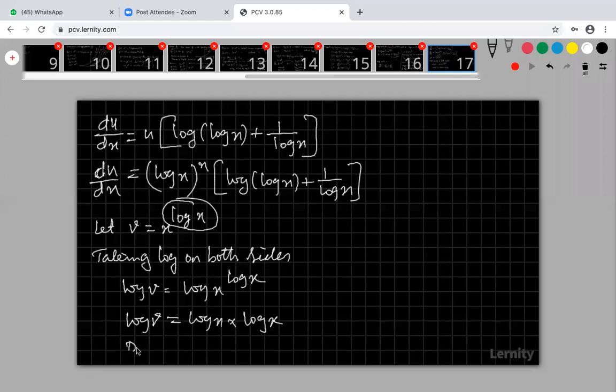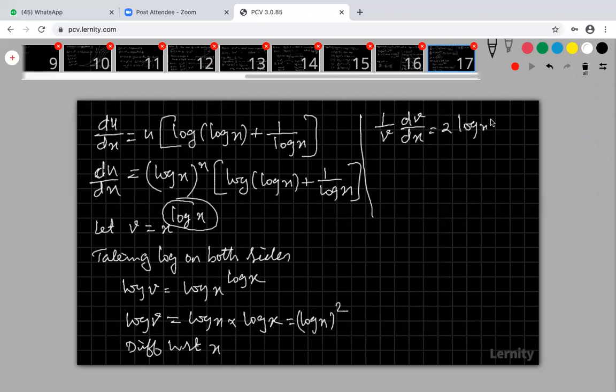Okay, now differentiate both the sides with respect to x. What is the answer we are getting? The left hand side is 1 by v dv by dx. For the right hand side, you can apply the uv formula. Otherwise, you can take it as log x the whole square, which gives 2 log x power 1 into the differentiation of log x, that is 1 by x, chain rule.